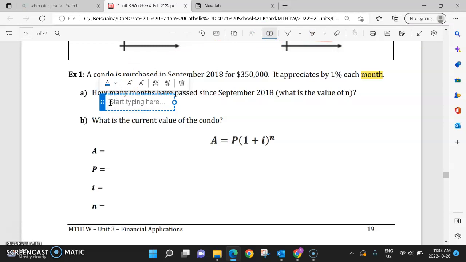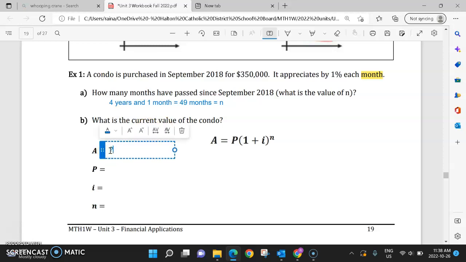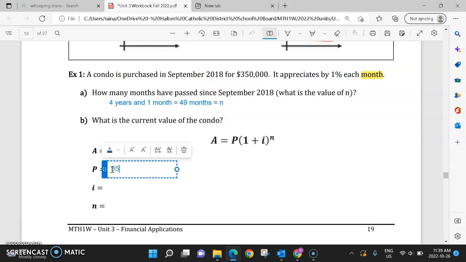So since September 2018, you've got September 2019 is a year, 2020 is 2 years, 21 is 3 years, 22 is 4 years. So you've got 4 years and 1 month since we're in October now. And that's essentially equal to 48 months plus that 1 month. That's a total of 49 months. That's what your n value is, okay? So if I were to look for the current value of the condo, I'm essentially asking you for this amount. What is that future amount that we're looking at from the time the condo was purchased? The principal amount is when the condo was purchased, so that borrowing amount that year was $350,000.